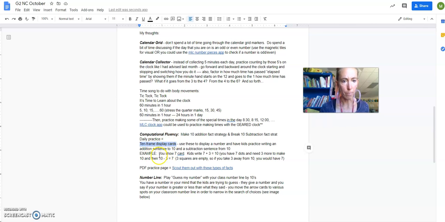So for example, if you show the 7 card, kids would write 7 plus 3 more gives you 10. And then what would the subtraction be? Well, if you had 10 dots, you did have 10 dots, but 3 are gone. So you only have 7 dots. So that's why I have 10 minus 3 equals 7.